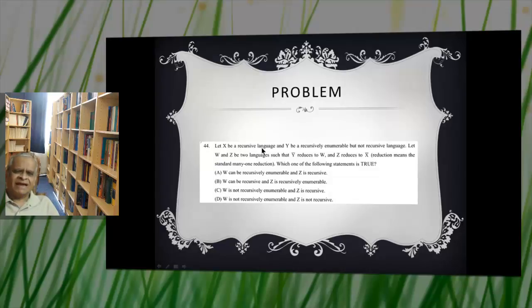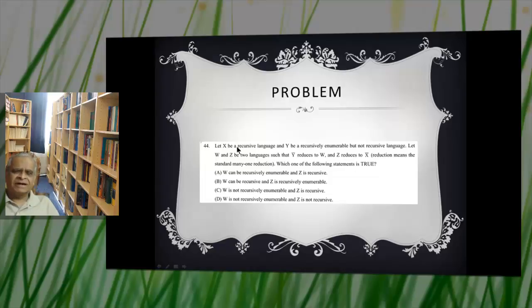Here is the problem, question 44. X is a recursive language. Y is a recursively enumerable or RE language. Y is not recursive. W and Z are 2 languages such that Y complement, which cannot be RE, reduces to W. And Z is another language that reduces to X complement. X is RE, so X complement is RE.